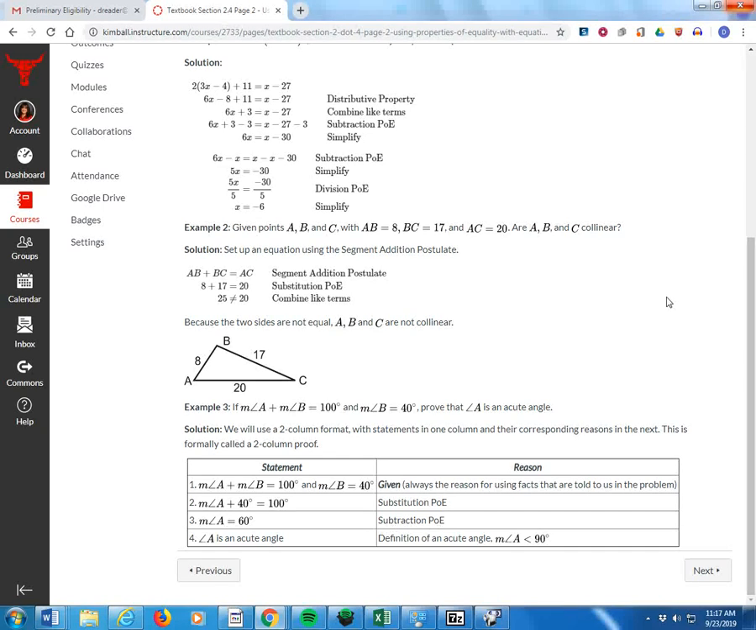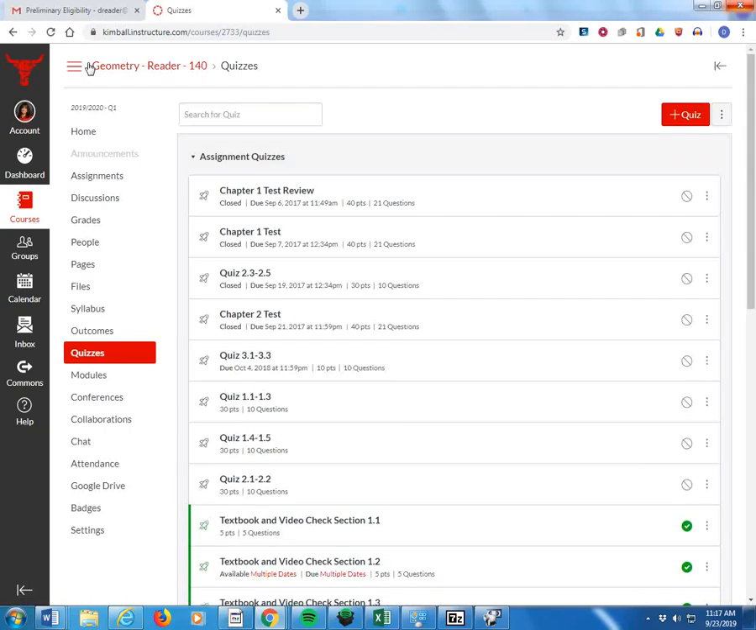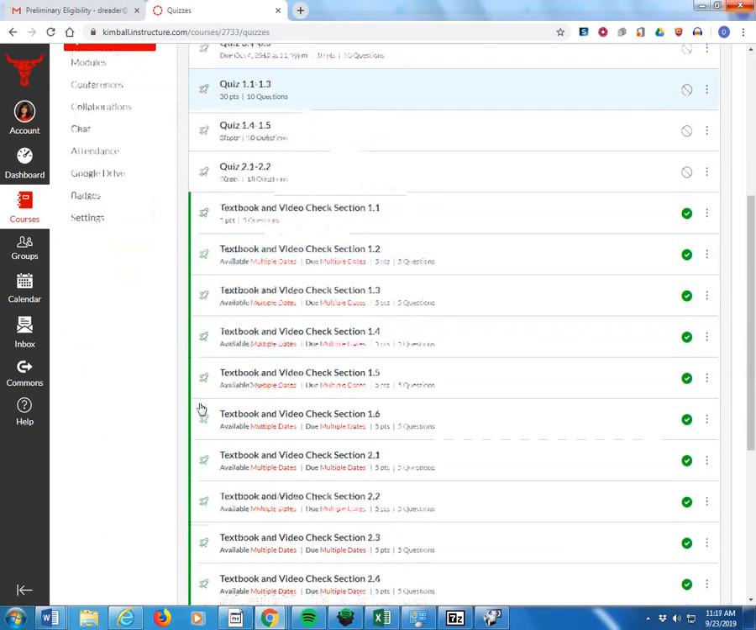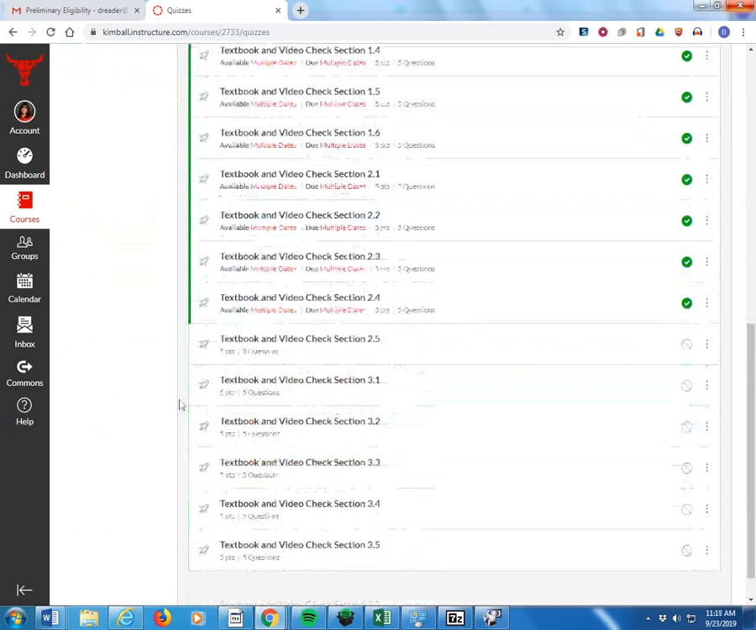Okay, so we're just kind of dipping our toes into proofs today. We'll definitely be doing more of them as we get into later chapters. Questions on this? You want me to go through the textbook check? Let's find it here. This is section 2.4.